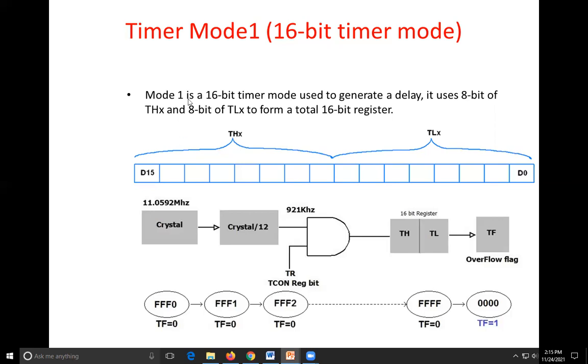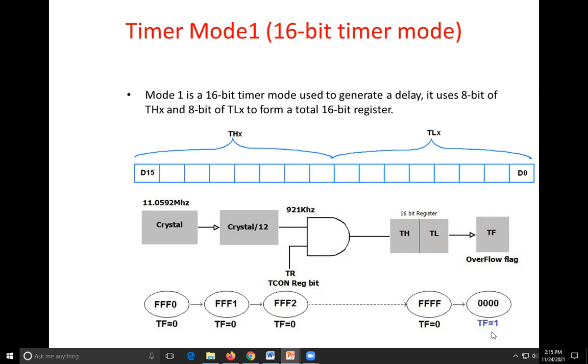our counting is up to 16 bit. Up to 16 bit, what? Each FF is 8 bit, so 8 into 2, 16 bit. So up to 16 bit, you have to complete the counting. After this counting is completed, the overflow flag will be generated.